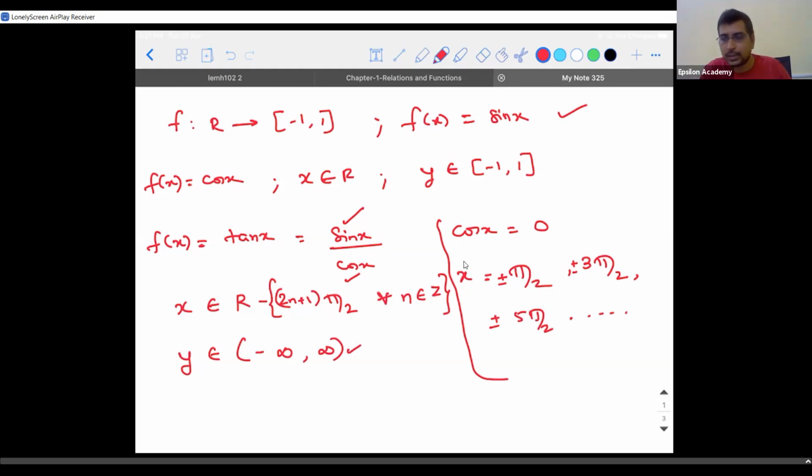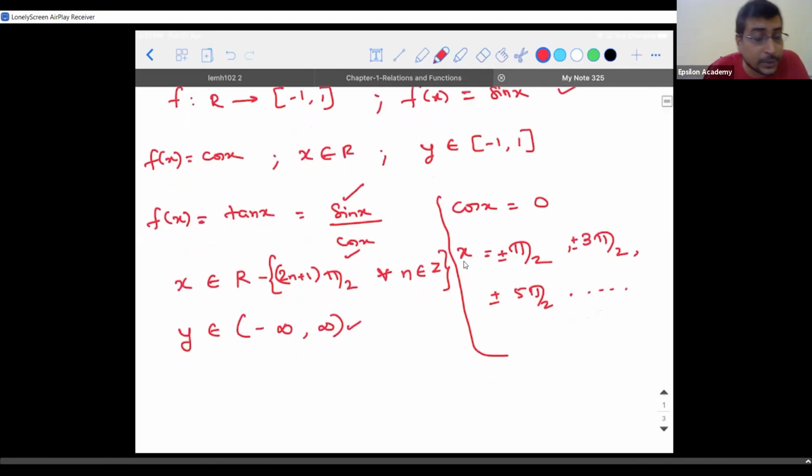Correct? Yes, sir. Can you repeat, sir? What should I repeat? What you just said now, sir. Yeah, see, you are substituting any real number as an input. What is the input value that you are excluding? You are excluding all odd multiples of pi by 2.